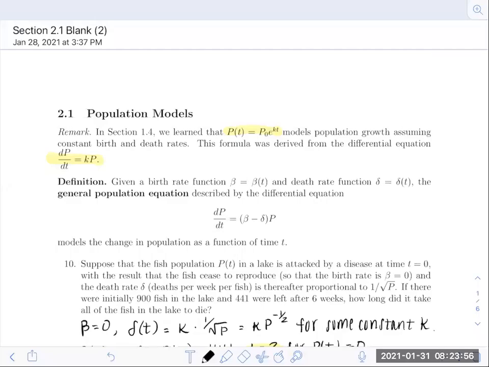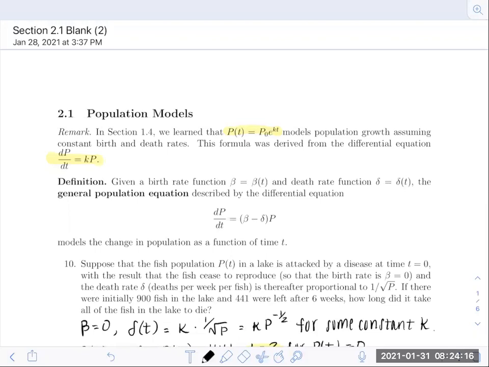In this video, we're going to discuss section 2.1, population models, but this is part two. In our part one video, we discussed the first 3 pages of the notes, and we're going to finish the last 3 pages of the notes in this video. But first, before we get to the new material, let's just recall what we learned in the previous video.